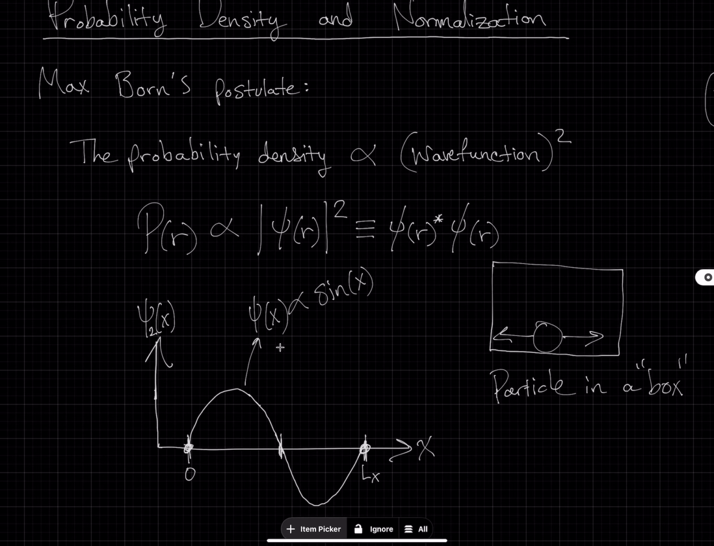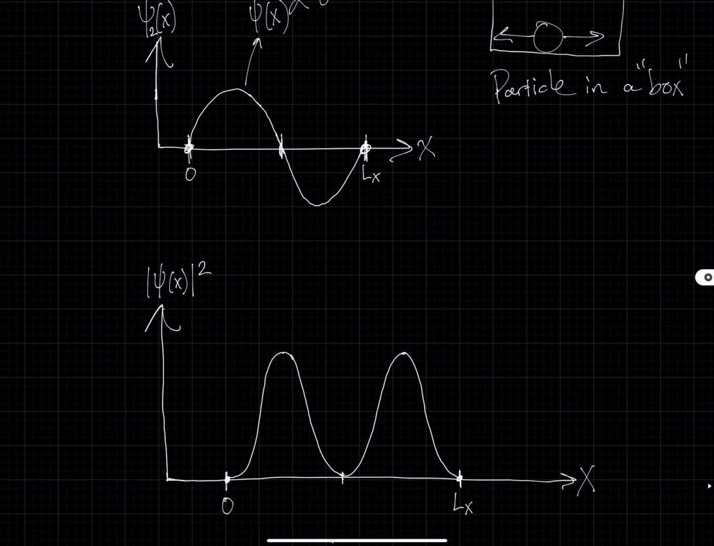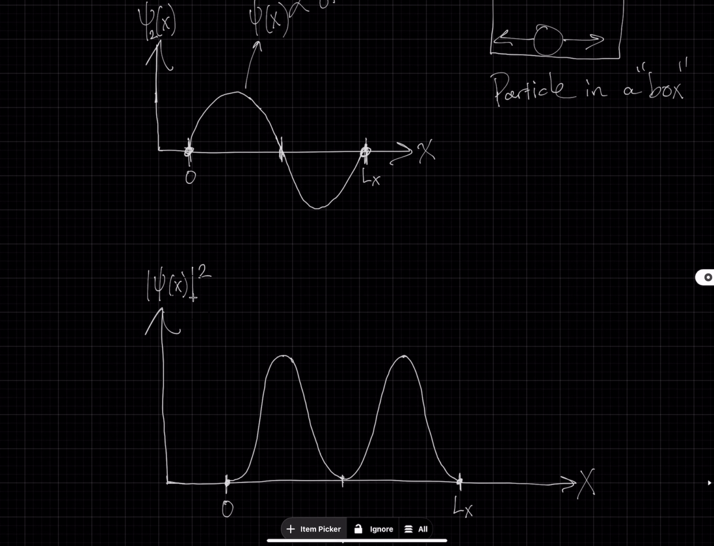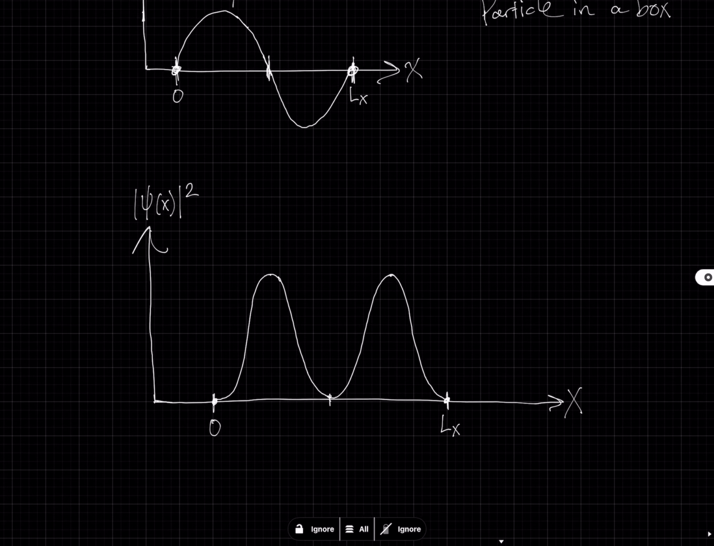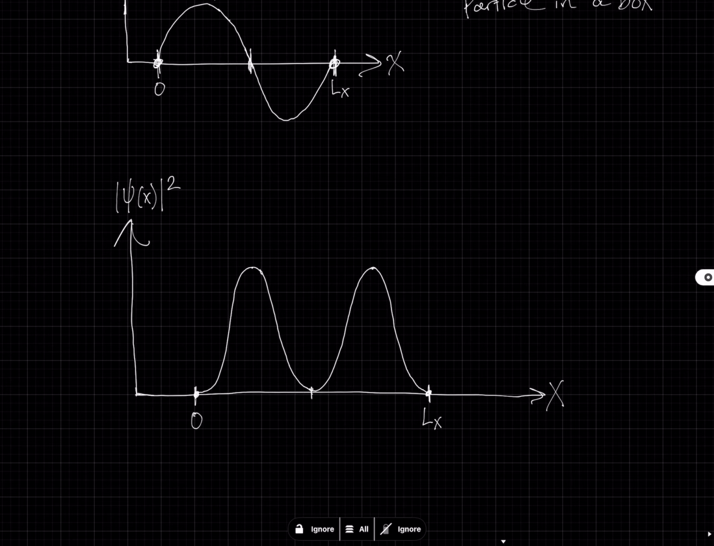What does this really stand for? What does this really mean? And this is where Max Born's postulate comes into play. Essentially what this means is that if you take the modulus squared of this function here, we end up with this guy down here. That's essentially this function up here squared, so you can clearly see that it is positive at every position. And Max Born's postulate is important because this gives us a probability density.